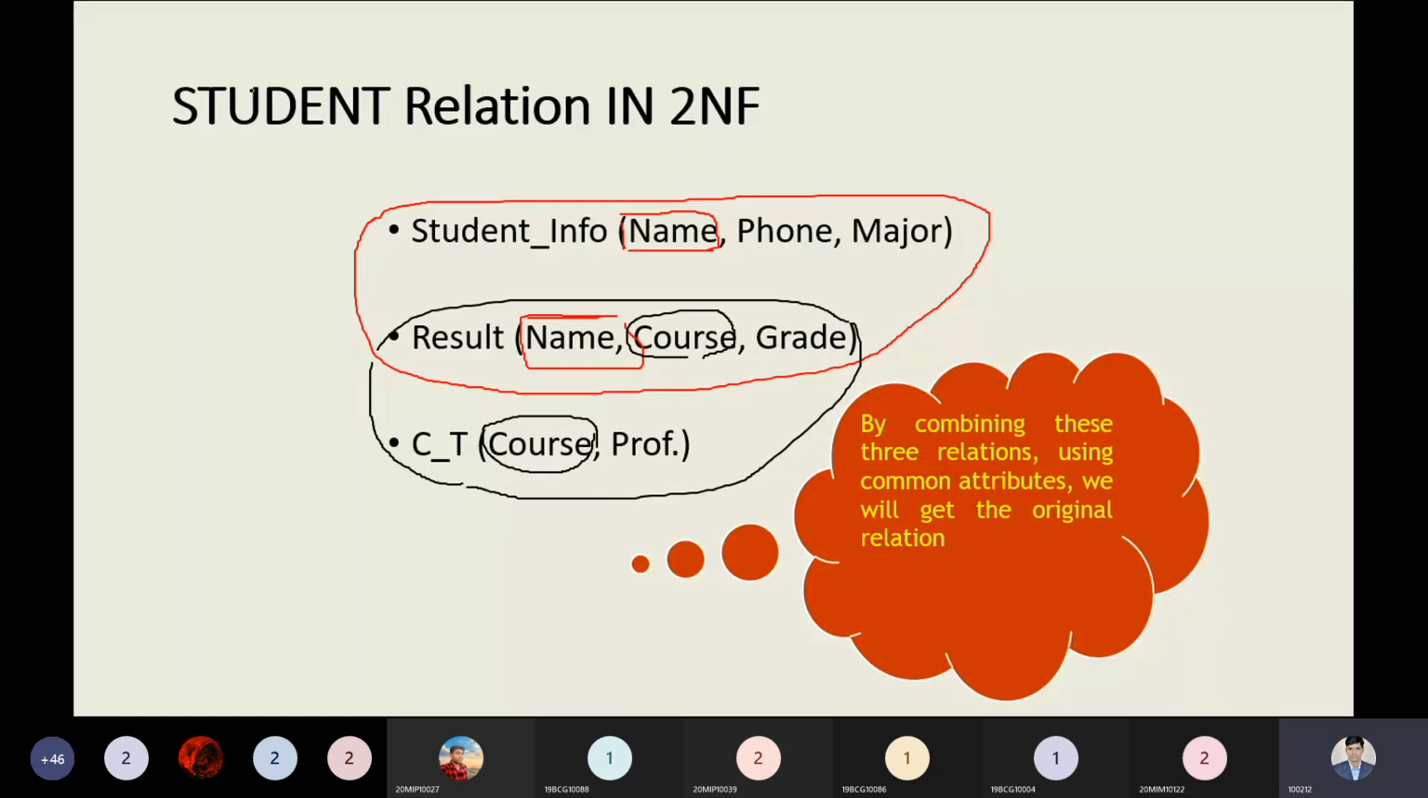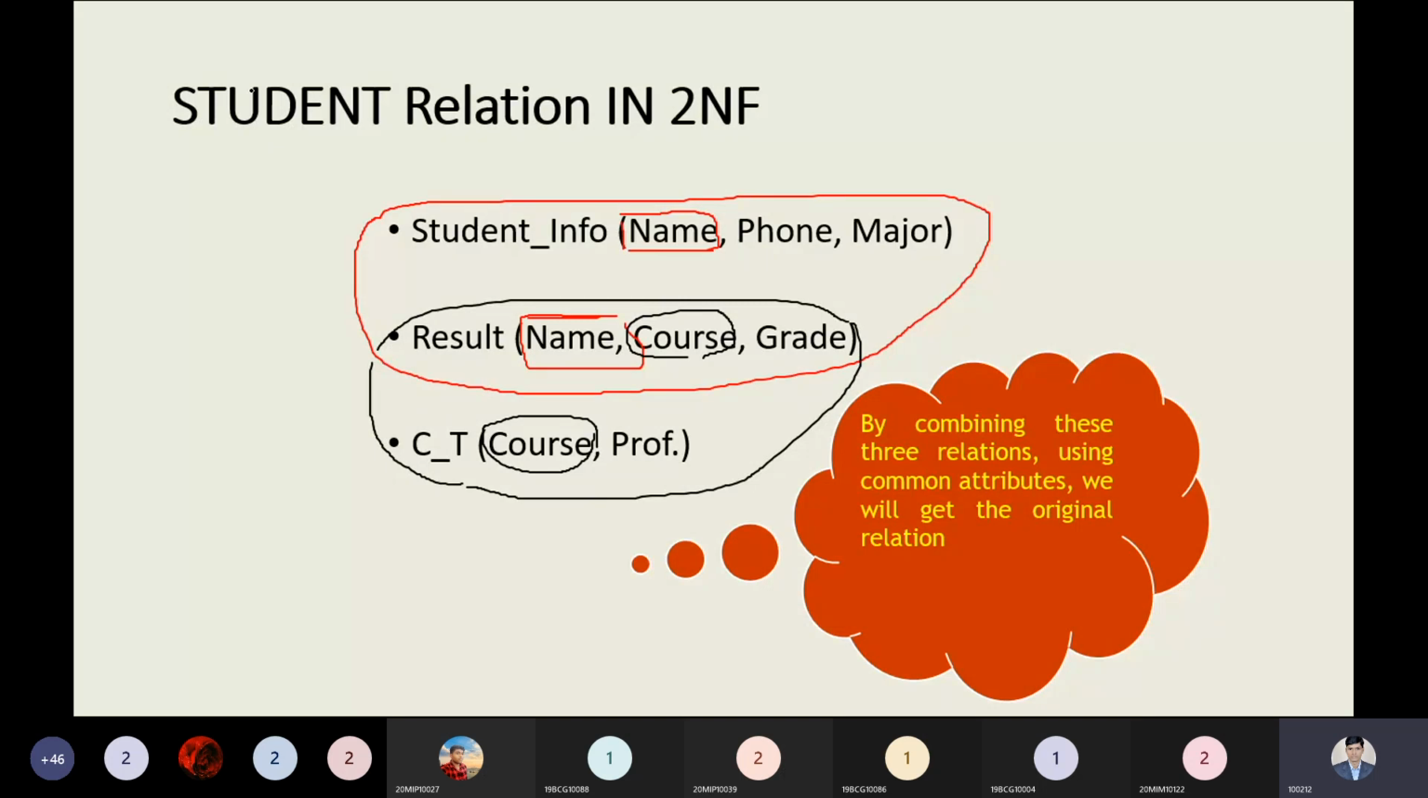If I'm decomposing, then after decomposing the student information will be in the first normal form. Yes, it is first normal form. And phone and major will depend on the name. Yes, it is possible. Same thing in the result relation, name and course are the two attributes. So grade will be our non-key attribute that can depend on our key attributes, of course it is possible. And here course and professor. So a professor can have multiple courses.